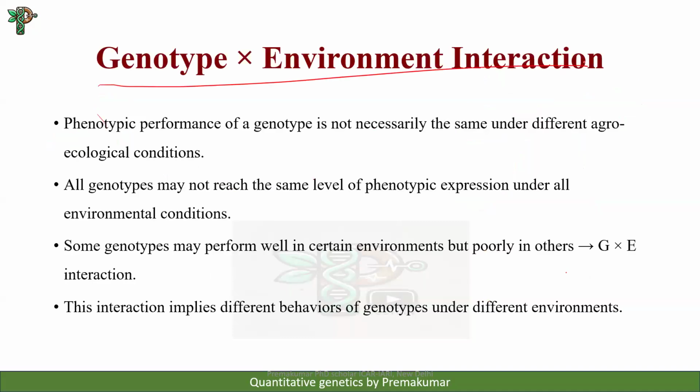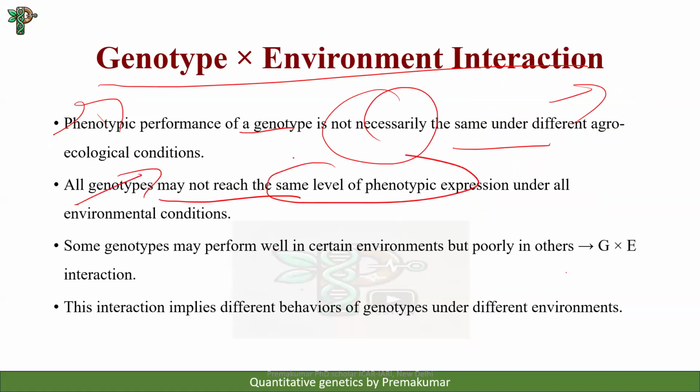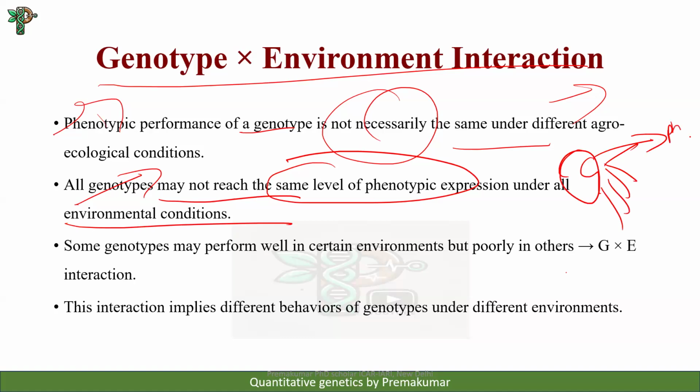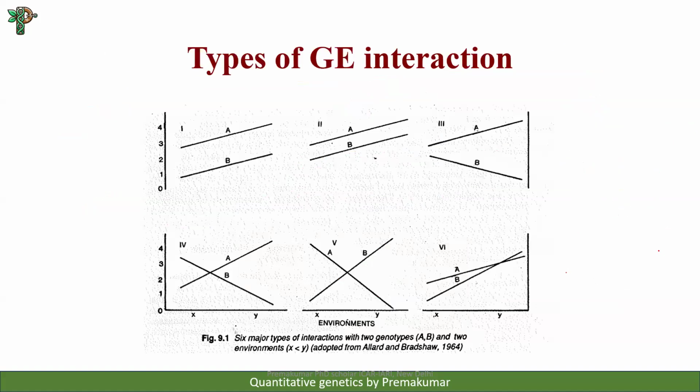Then what is G into E interaction? It means the phenotypic performance of a genotype is not necessarily the same under different agroclimatic conditions. All the genotypes may not reach the same level of phenotypic expression under all environmental conditions. For example, if a genotype is grown in multiple environments, it doesn't express its phenotype in the same way in all the environments. That means there is a G into E interaction. We need to estimate it. How can we estimate it? Before that, we have to analyze the different types of G into E interactions that are possible.